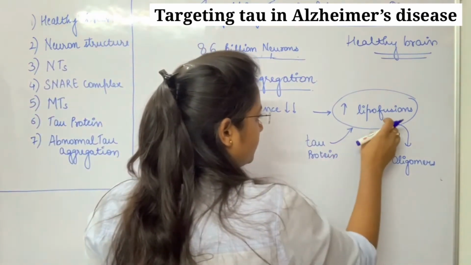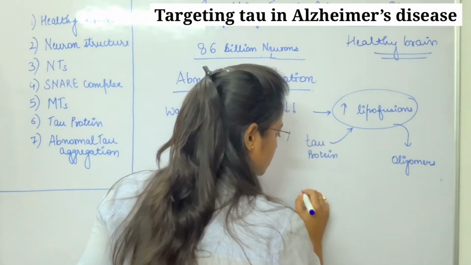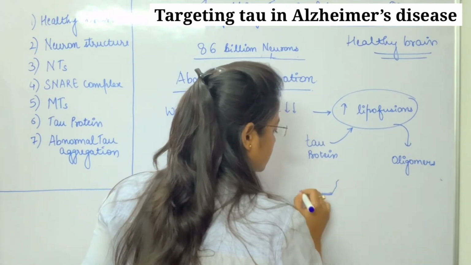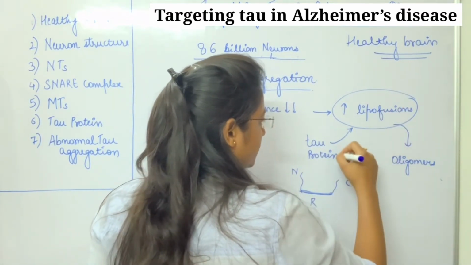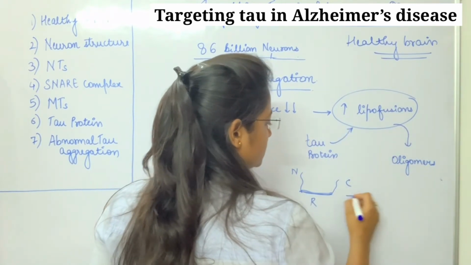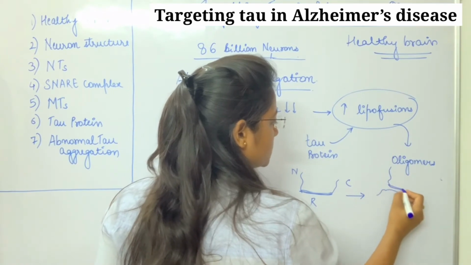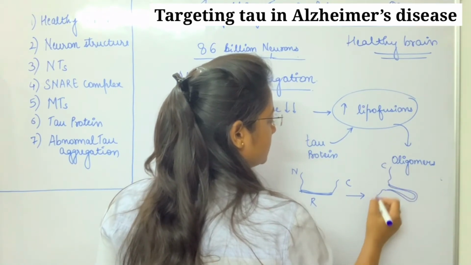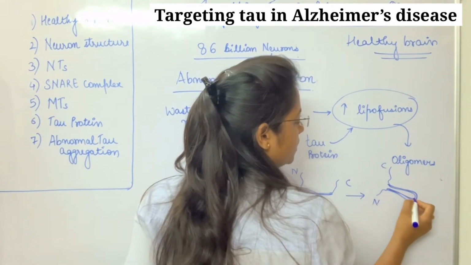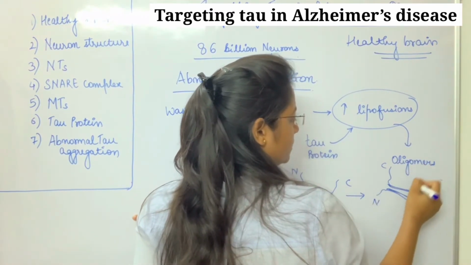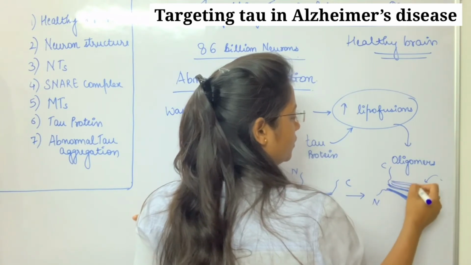Now when tau protein binds to lipofuscins, what exactly happens here is, earlier the structure of tau was this. This was the repeat domain, this was the N-terminal and this was the C-terminal. Now after this binding of tau protein with the lipofuscins, the structure changes to a hairpin-like structure. So this is now the repeat domain and this is the C-terminal and this is the N-terminal. Now it forms a curved structure. Due to this, the other tau proteins stack over this and form oligomers.